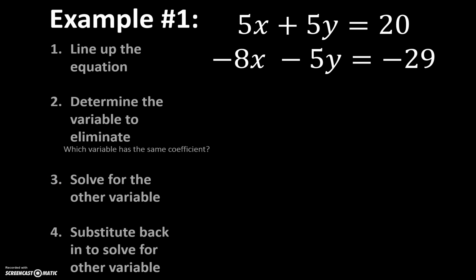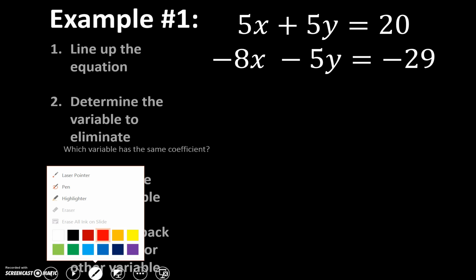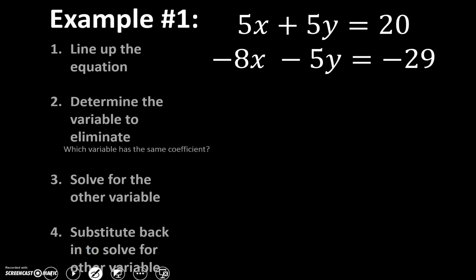So step 1 is to line up your equation. As you can see, it's already done for you. X is on top of x's, y is on y's, numbers on numbers. So the next thing we do is determine the variable to eliminate. With this, I have two variables that have a y, that have a 5. So those are the ones that I'm going to focus on. And I like to box those up so that I focus on those, the things I'm looking at.